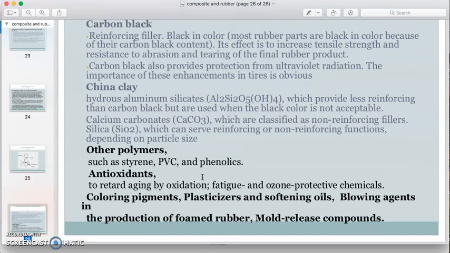Okay, I think this is the end of this topic, discussed on rubber, synthetic and natural rubber.